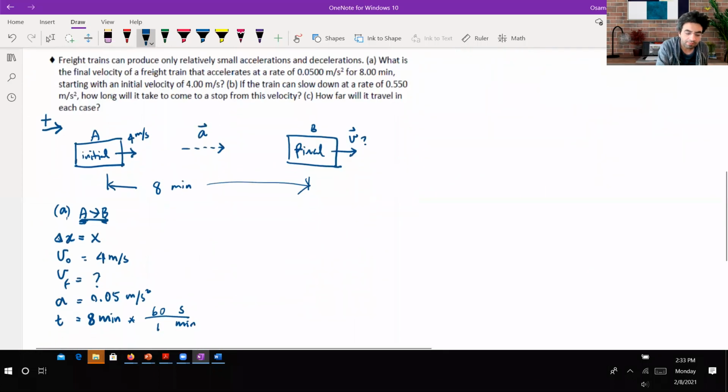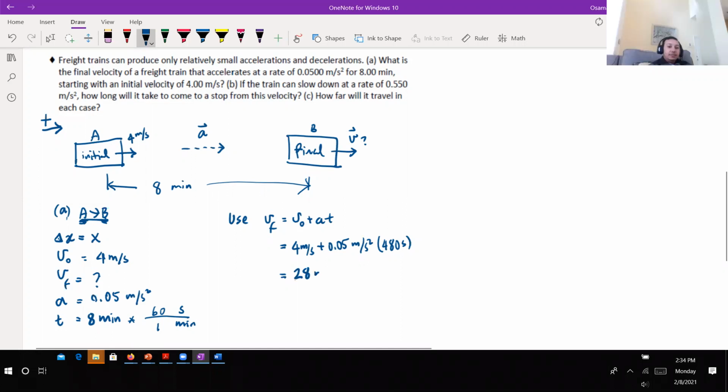So I would use the equation that says final velocity is equal to initial velocity plus acceleration times time. The initial velocity is the 4 meters per second. The acceleration, we're given, is 0.05 meters per second squared. The time we've calculated to be 480 seconds. So we can just calculate how big that is. So 0.05, that means divide by 20. So that's the zero is gone, and then this gives me 24. So this becomes 28 meters per second.